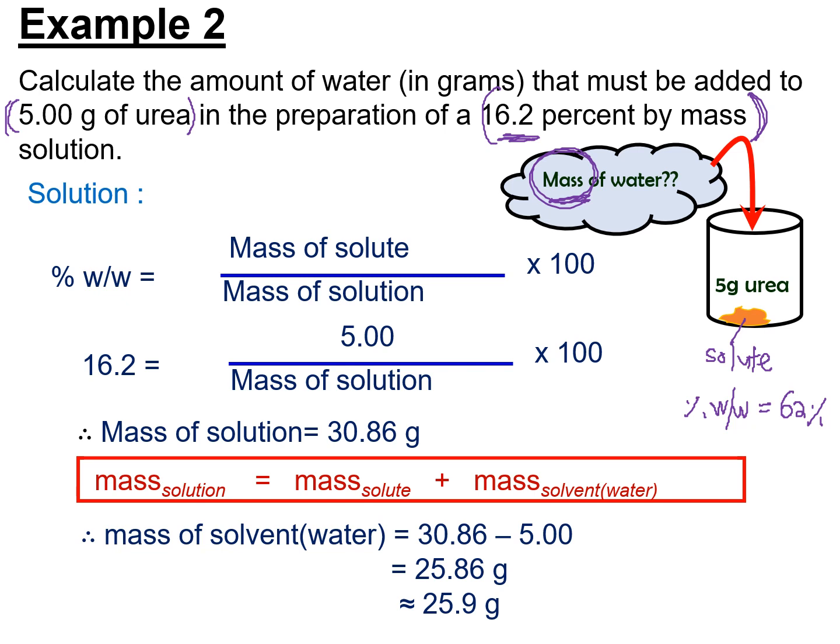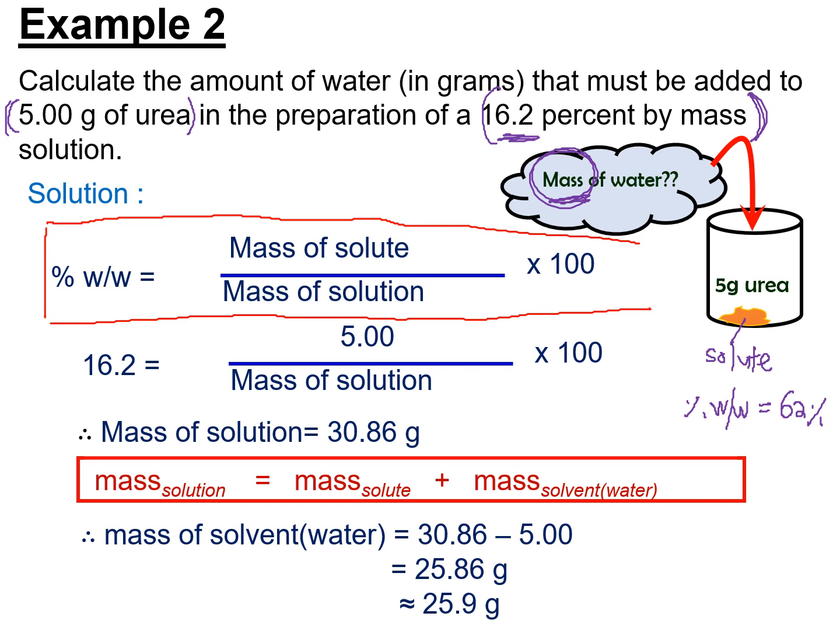Okay, so from here, again, you know that the percentage by mass punya formula adalah mass of solute bahagikan dengan mass of solution times with 100. So, mass of solute tahu tak? Tahu. Percentage by mass tahu tak? Tahu juga. Mass of solution, okay, kita tak tahu. Ni yang kita mau carikan. And then times with 100 kan? So, you masukkan saja apa yang you tahu di sini. Percentage by mass is 16.2, mass of solute 5 gram, bahagikan dengan mass of solution times with 100.